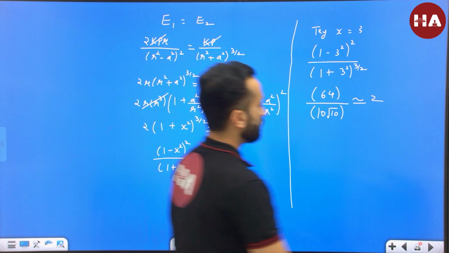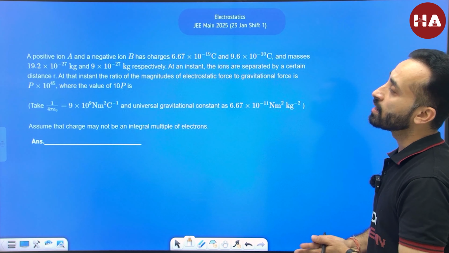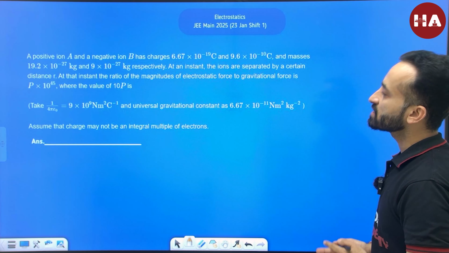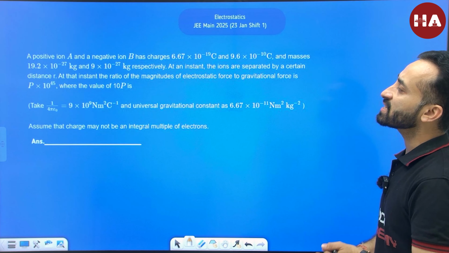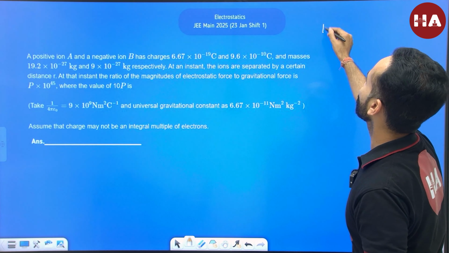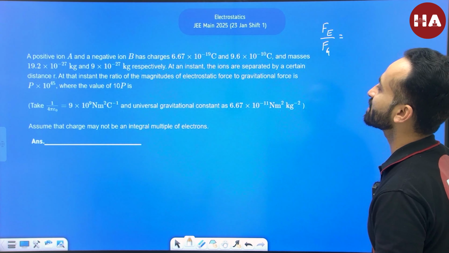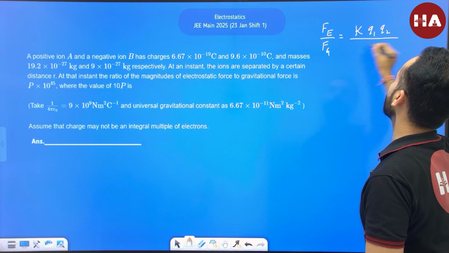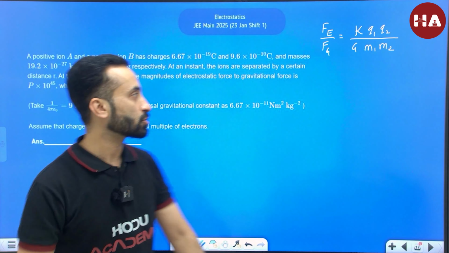Right, students? So, the next question is from 23rd January shift 1. A positive ion and a negative ion with these charges and masses. At an instant, the ions are separated by a certain distance. At that instant, the ratio of the magnitude, so we don't have to worry about the sign, just the ratio of the magnitude of electric force and gravitational force. Can't get easier than this. Of course, this ratio will be governed by kQ1Q2 divided by GM1M2, because the 1 over r square term will cancel out, so no worries about that.